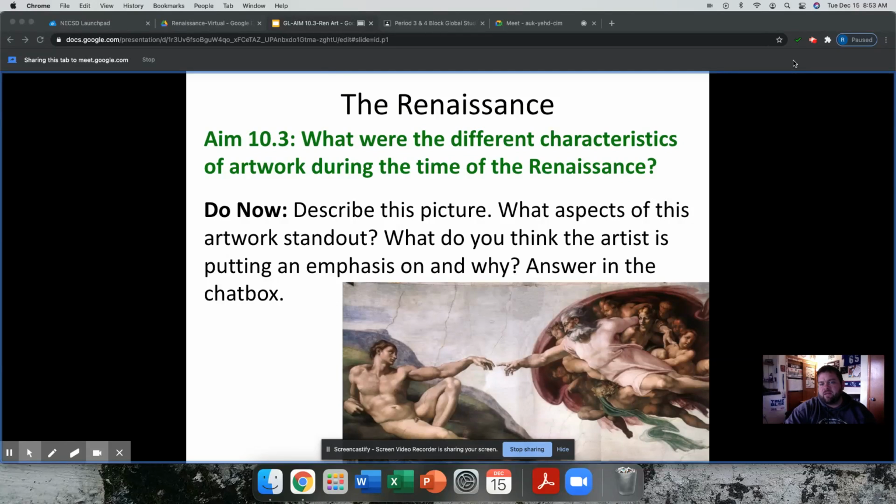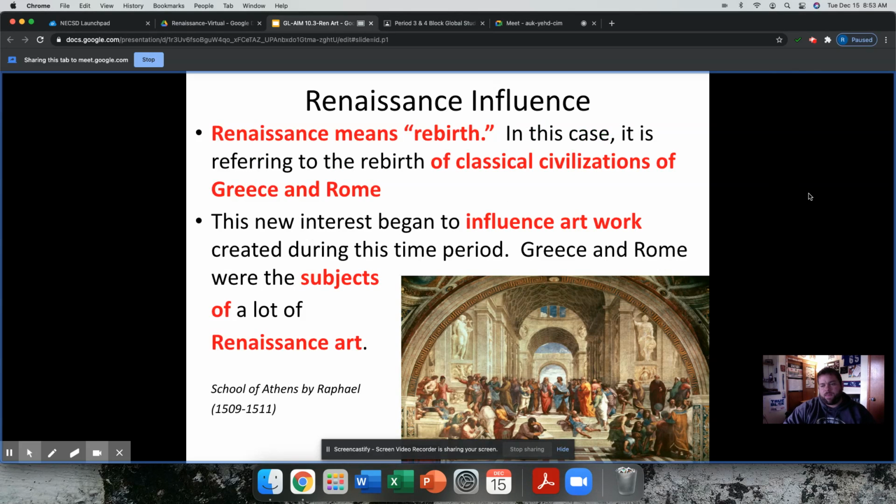All right, so aim 10.3, different characteristics of artwork during the time of the Renaissance. We just talked about the do now a little bit, so here we go. All right, I'll give you a second here.